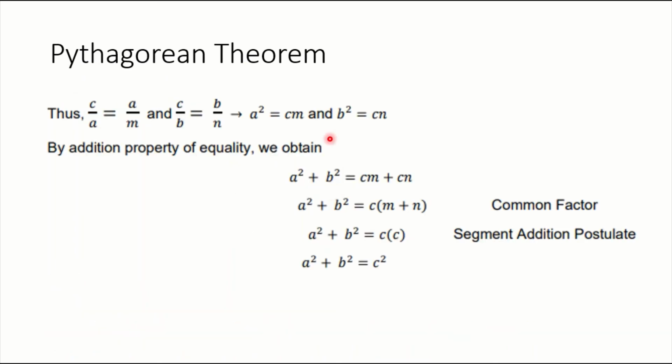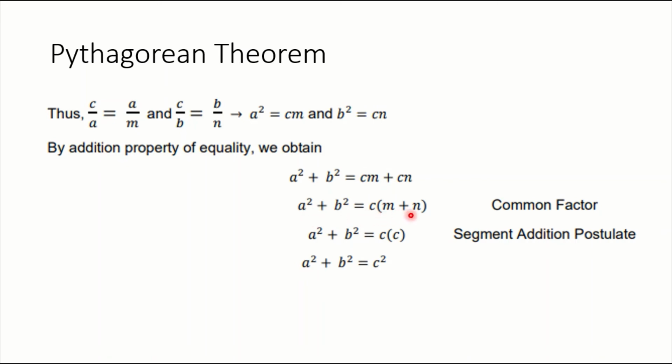Okay? So, pag ginamitan natin siya ng means extremes product law, it will become A squared is equal to CM and B squared is equal to CN. Ito po yun. A times A tsaka CM. B times B tsaka C times N. Kaya naging ganyan. By addition property of equality, we obtain A squared plus B squared is equal to CM plus CN. Okay? So, A squared plus B squared is equal to C times the quantity of M plus N.